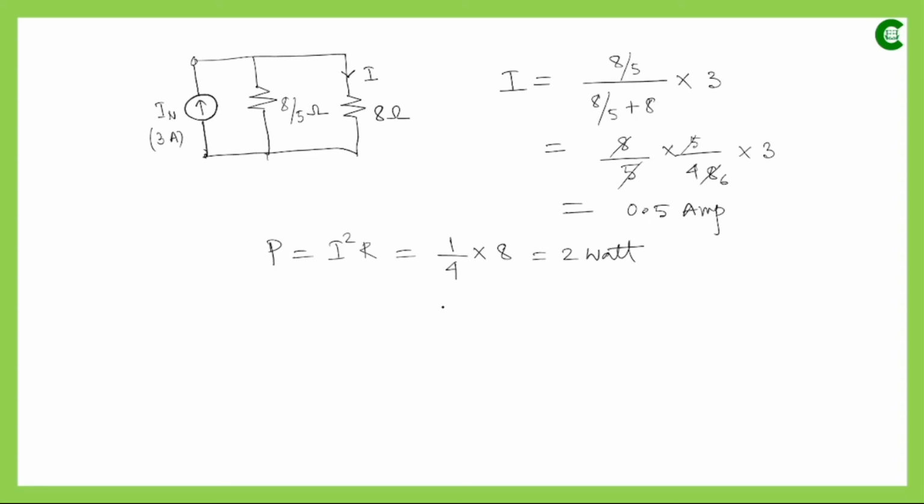So this is the way how we can simplify a DC network where we have dependent source along with independent sources by applying Norton's theorem. So with this I end today's class.